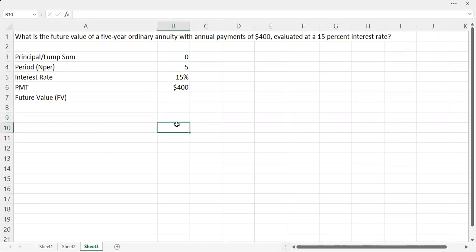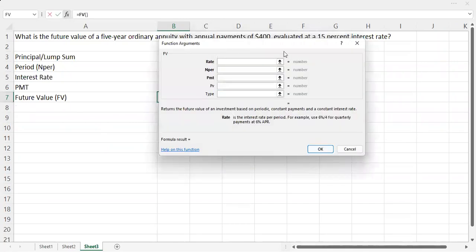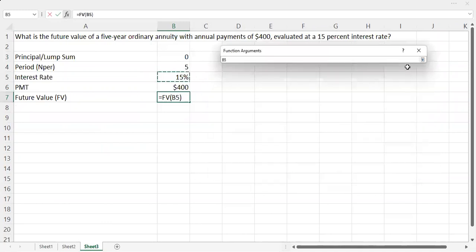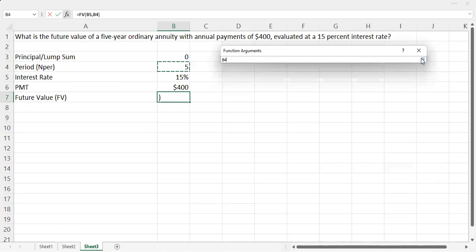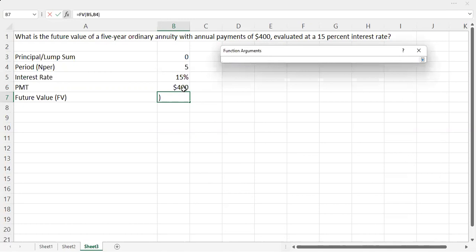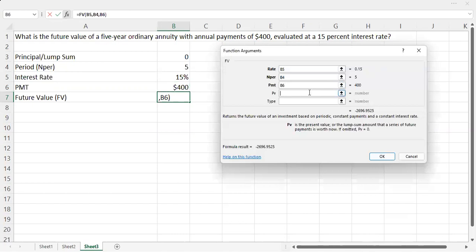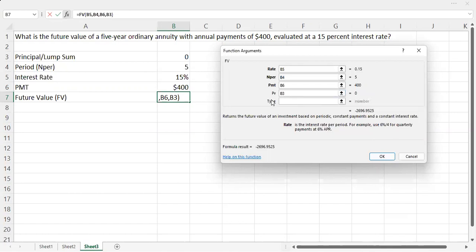The same formula applies. Again, we know the rate. The rate is 15%. Select that. The period is 5 years. Select that again. The payment, now we know that there's a payment of $400. We select this amount. The principal, the PV, present value, is 0, so we select this amount. And again, let's leave the type out. We'll use the default selections there.